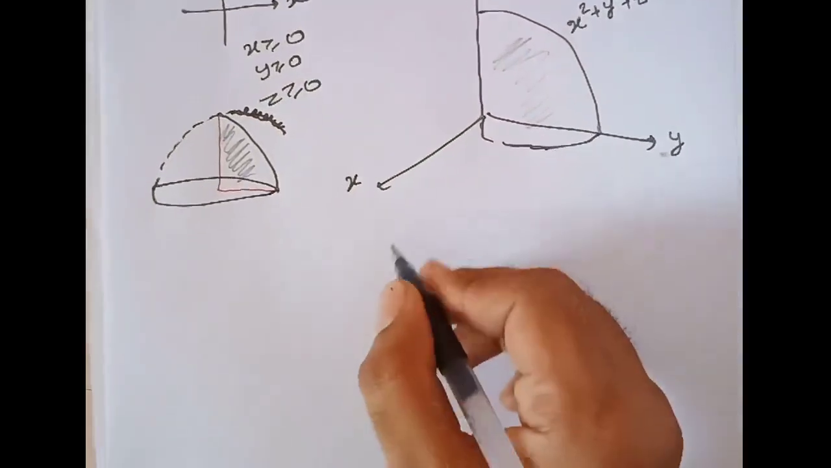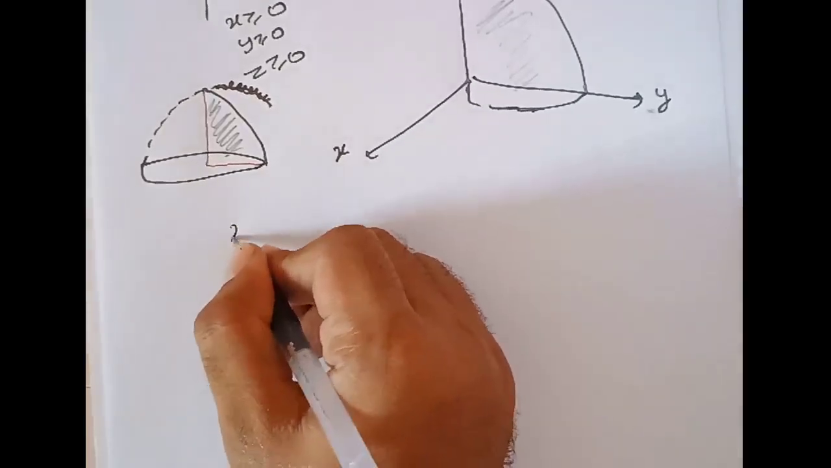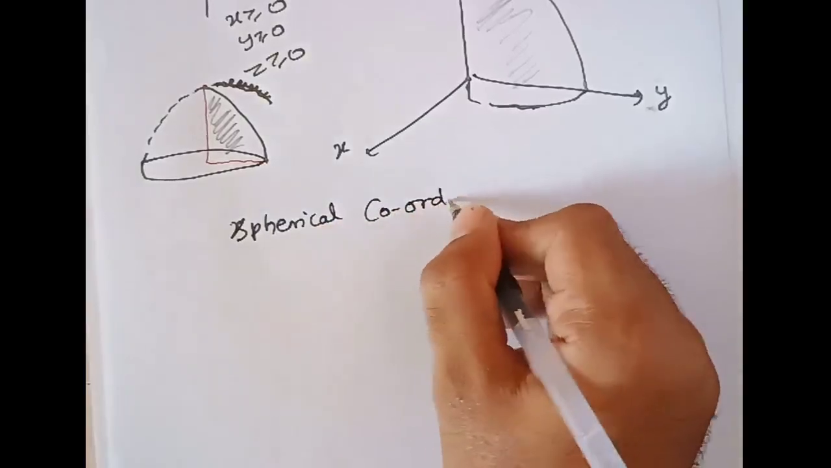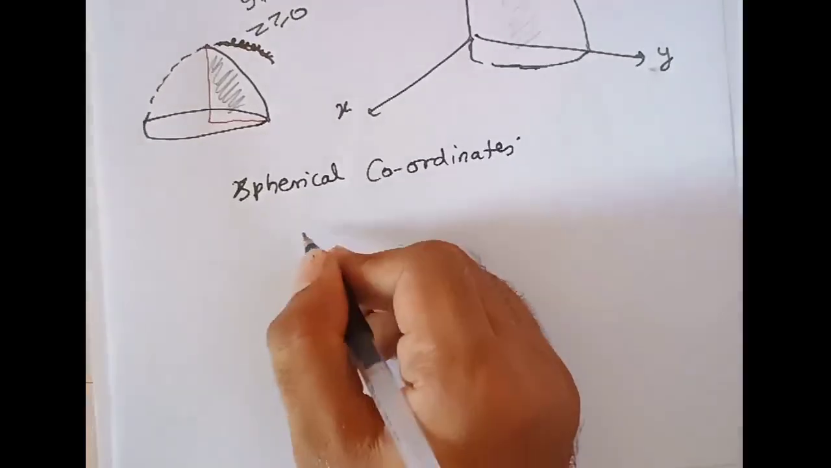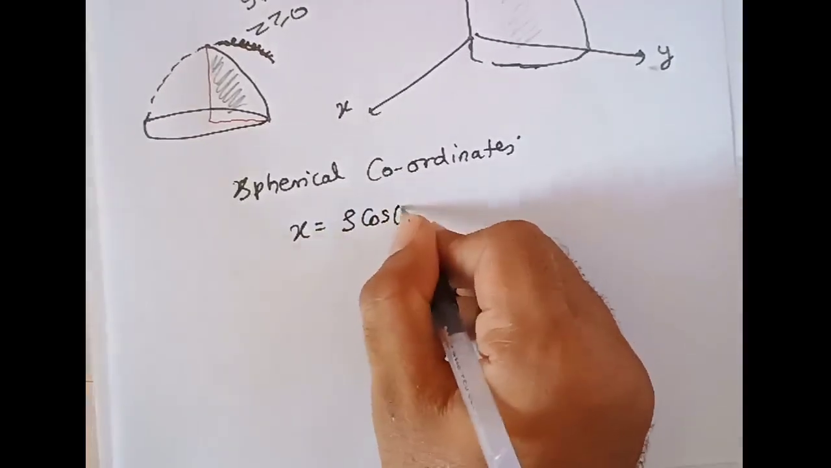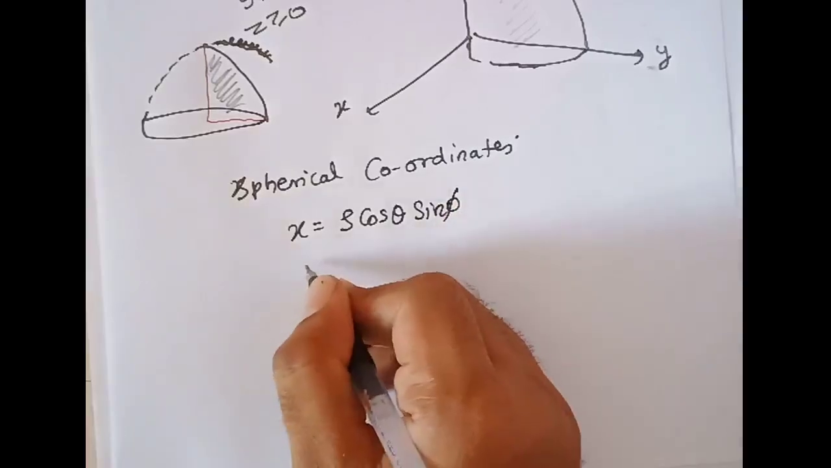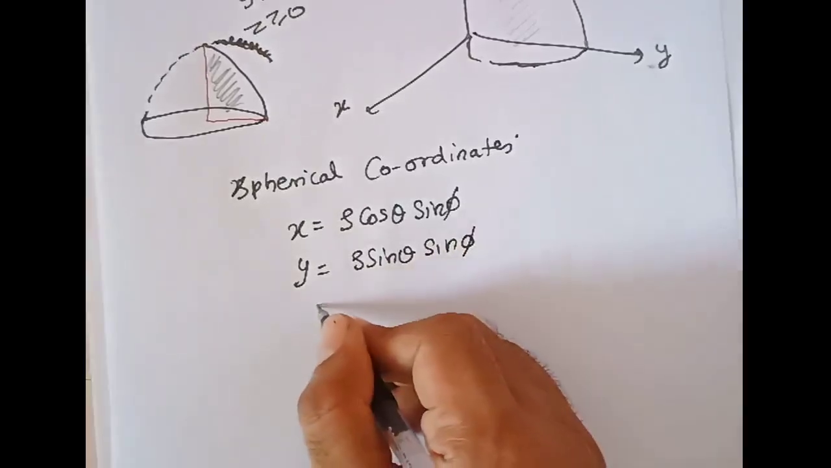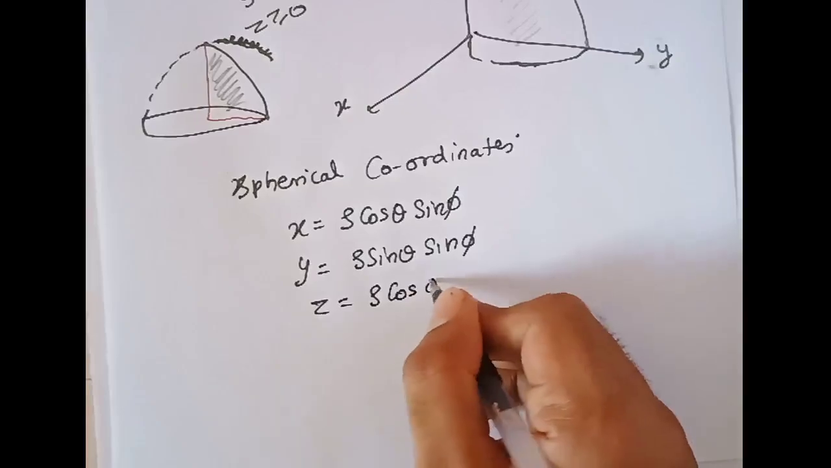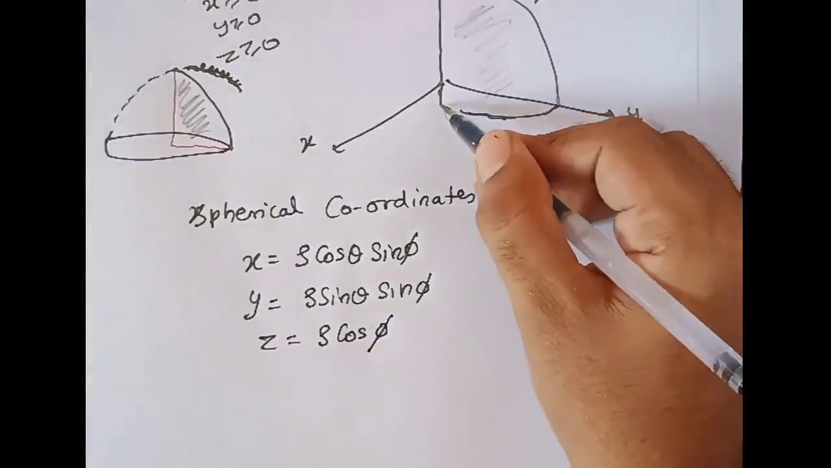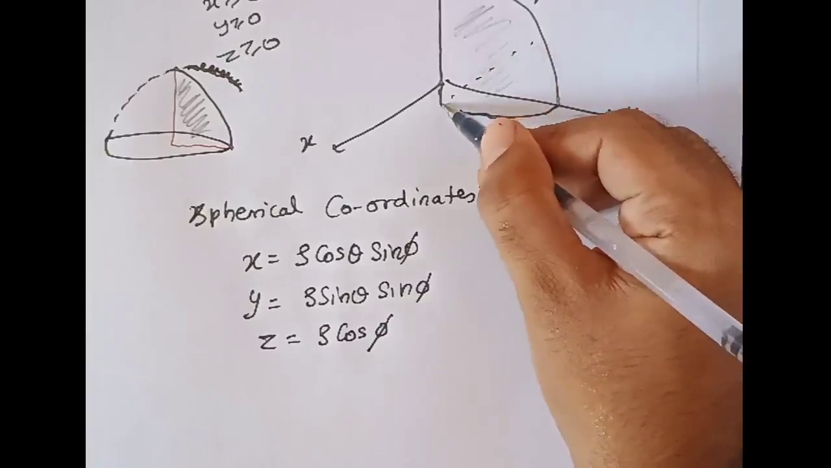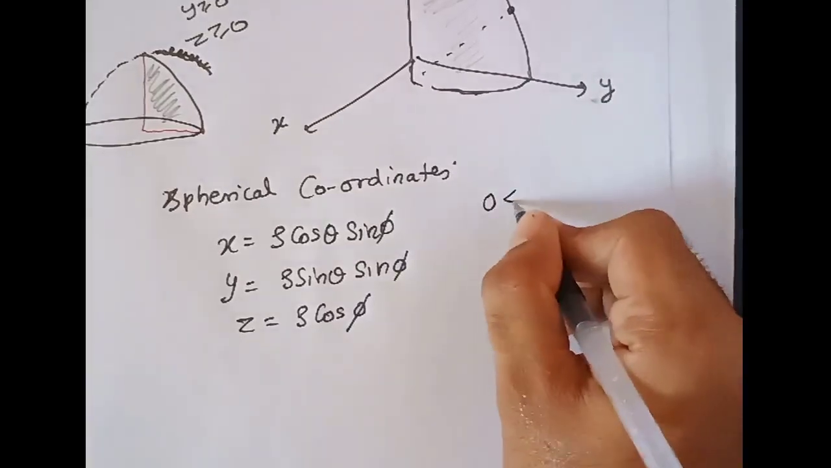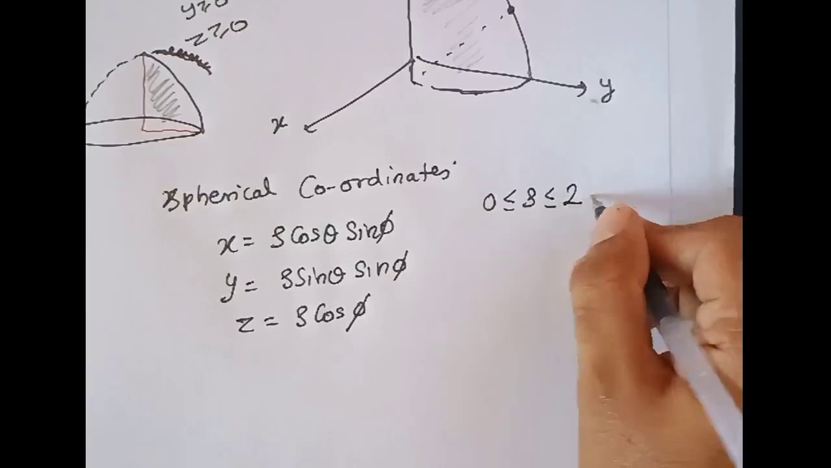Now for this, if we look at the coordinate system, we have spherical coordinates in this case. So we have x equal to rho cos theta sine phi, y equal to rho sine theta sine phi, and z equal to rho cos phi, where rho is the distance from the origin to the boundary of the sphere. So our rho is from 0 to 2.